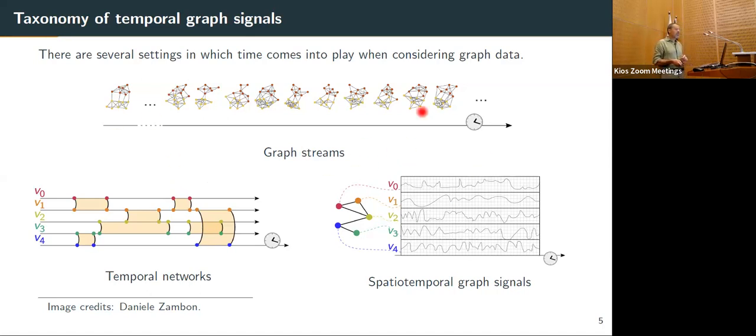The third setup is what is called the spatio-temporal graph signal, where basically you have a time series. So you have multivariate time series, but there is a topology, sensor networks, let's say, and you want to exploit that information.